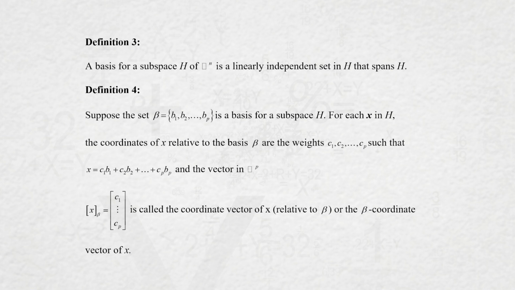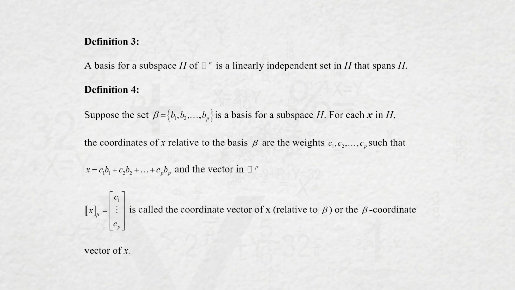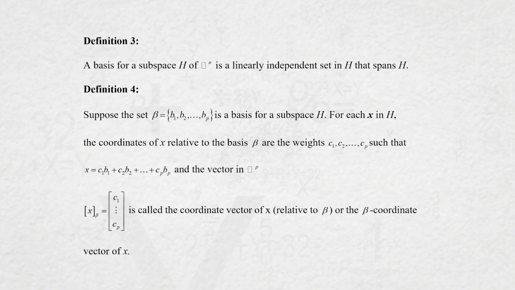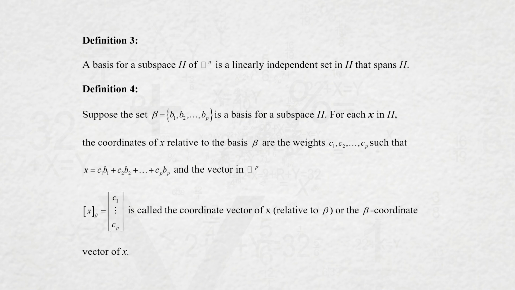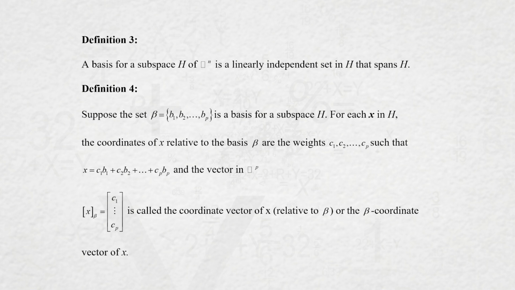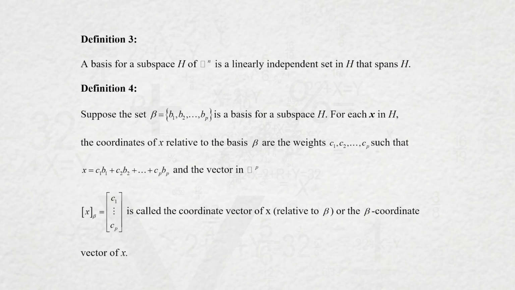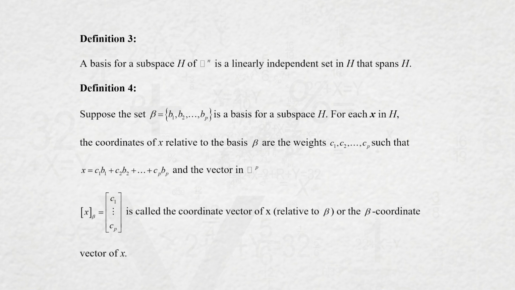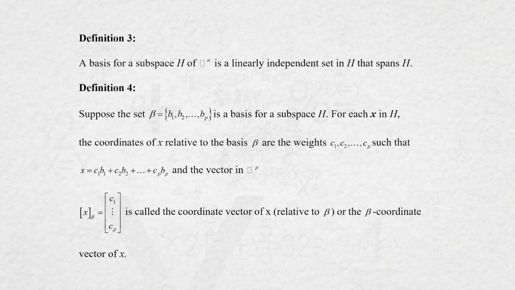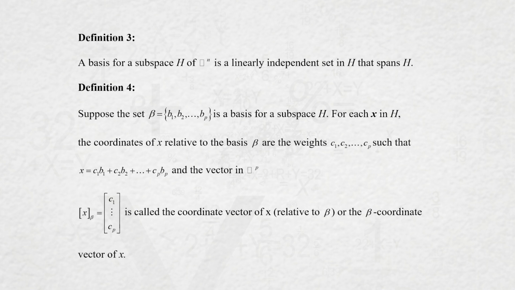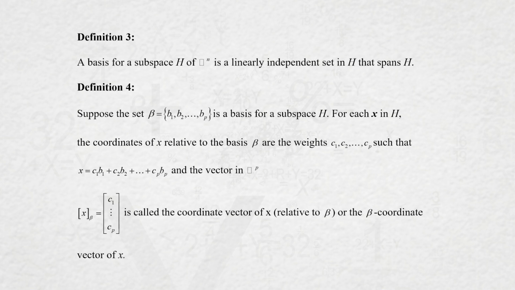We shall see another definition now. A basis for a subspace H of R^n is a linearly independent set in H that spans H. The next definition. Suppose the set beta containing the elements b1, b2, etc. and bt is a basis for a subspace H.